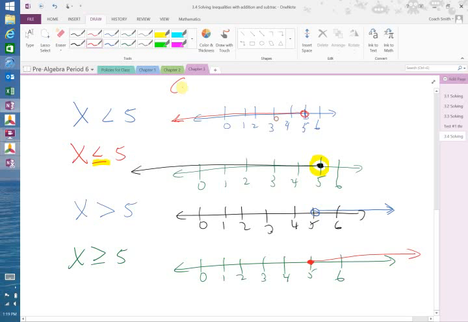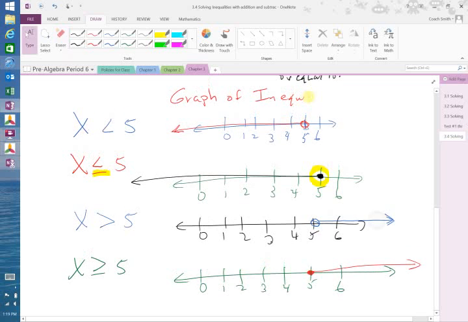This is the graph of inequality solutions. It's how you graph inequality solutions.